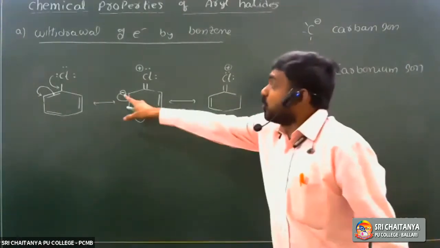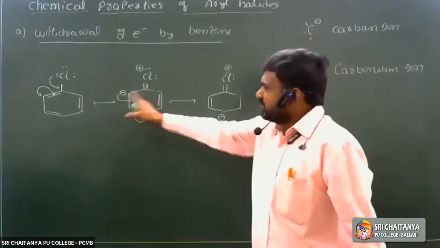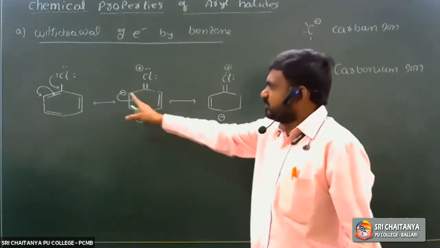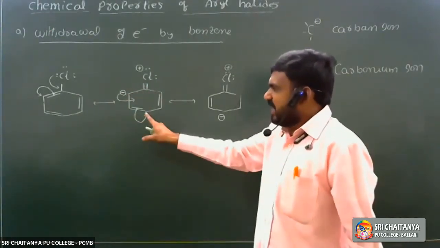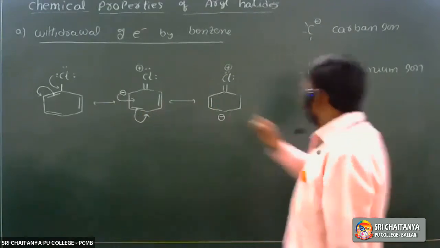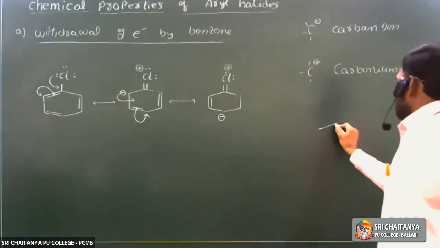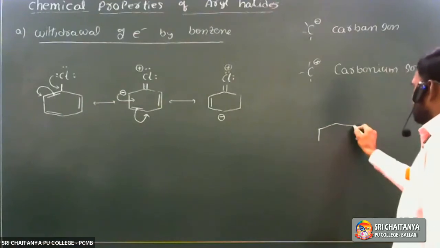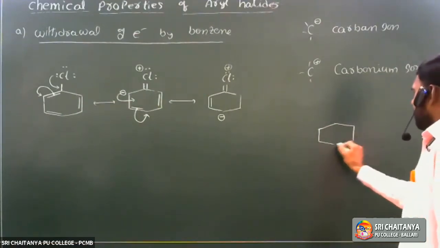So it is the ortho position. So in addition to the position of the substituent, these 2 are ortho positions. It is a para position. In between ortho and para, it is a meta position. These are the positions in benzene. So it is the benzene ring.